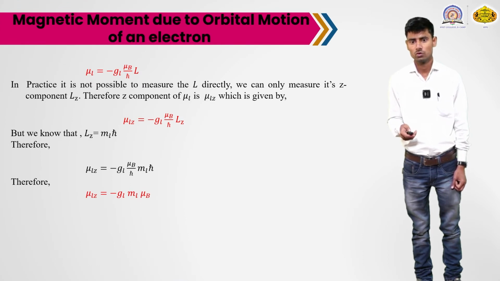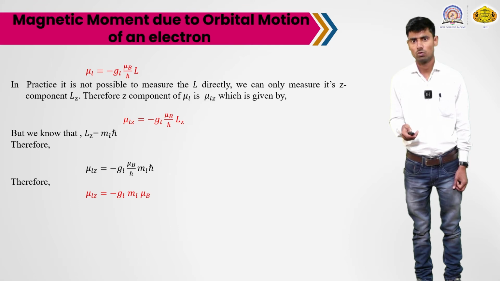So here you cannot directly measure L, you can only measure the Z component of L, that is Lz, and we know that the Z component of L, that is Lz, is given by ml h cross. Here ml is the orbital magnetic quantum number. So Lz will be ml h cross, and also you can measure the Z component of the magnetic dipole moment, which is μLz. So μLz will be equal to minus GL μB upon h cross into Lz. If I substitute the value of Lz, I will get μLz equals minus GL ml into μB.